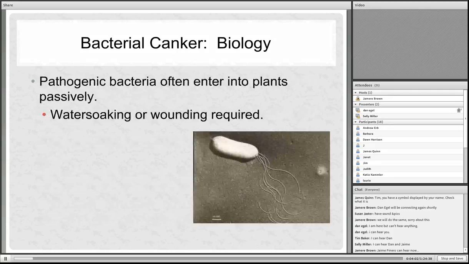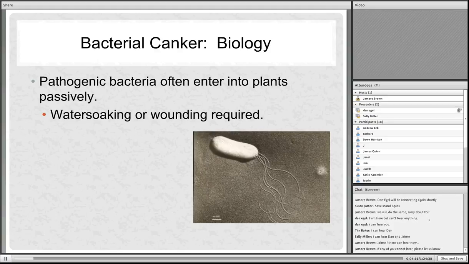So bacteria enter plants somewhat passively. If you think about a fungal disease, a lot of them have infection pegs, which kind of force their way into the cell of the plant, whereas for bacteria, water soaking or wounding is required. And I'll talk a little bit more about that, but that's an important distinction. But leaf wetness is required.